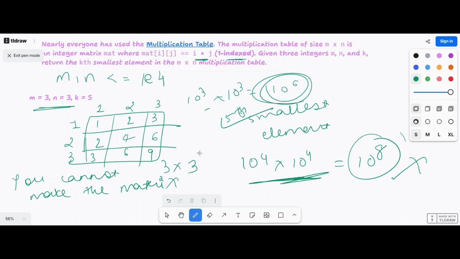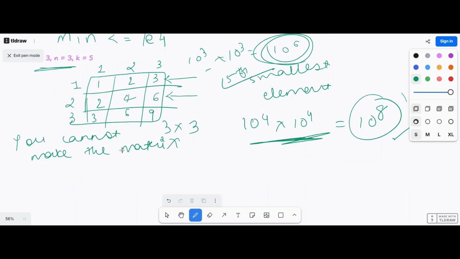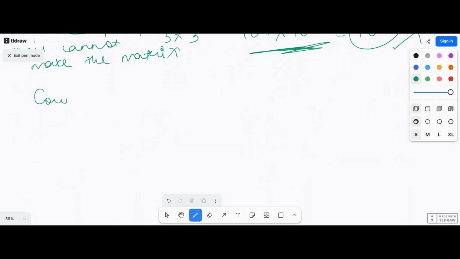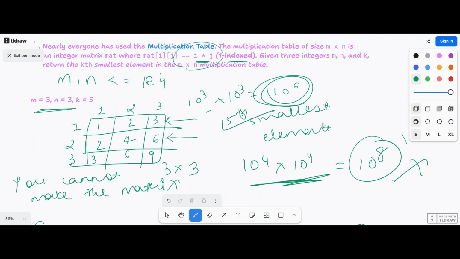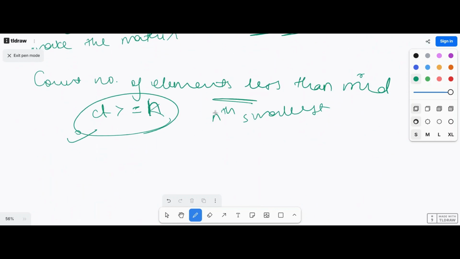So what is the other solution now? You know, for every row the formula remains fixed, because this will remain fixed. You know the formula. What you have to do is count the number of elements. The first step will be to count the number of elements less than mid. We'll consider one mid. We'll count the number of elements less than mid, and that count should be greater than or equal to k. Sorry, what is given is kth smallest element. So this should be greater than or equal to k. This is your kth smallest element.